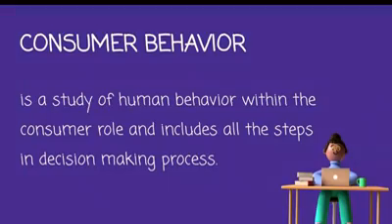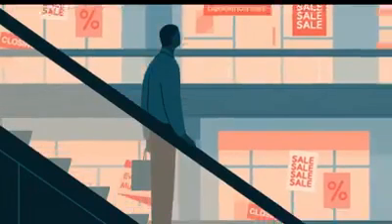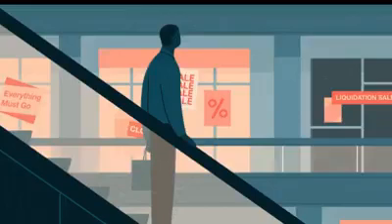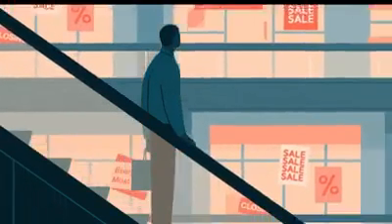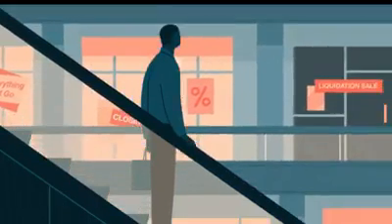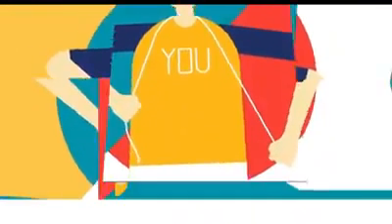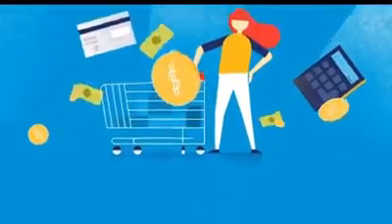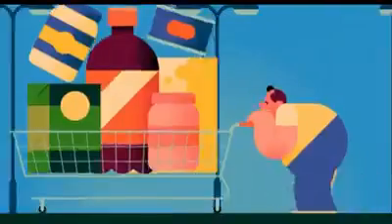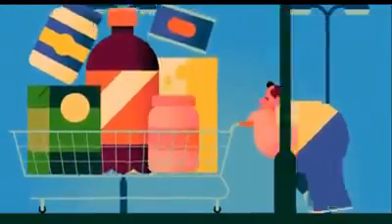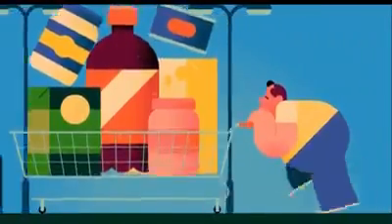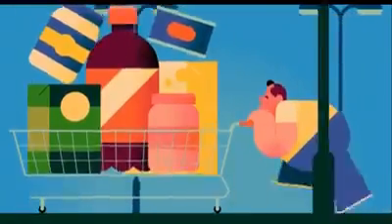Now, let's go to the main topic, which is the perspective on consumer behavior. Consumer behavior may be defined as a study of human behavior within the consumer role and includes all the steps in the decision-making process. It refers to the action of the consumers in the marketplace and the underlying motives for those actions. Marketers expect that by understanding what causes the consumers to buy particular goods and services, they will be able to determine which products are needed in the marketplace, which are obsolete, and how best to present a good to the consumers.